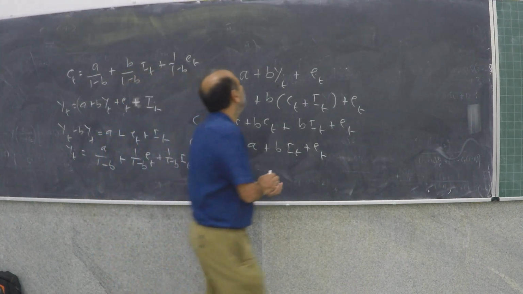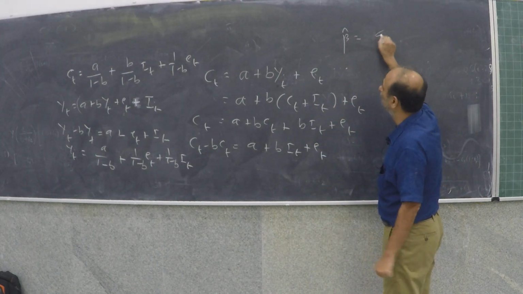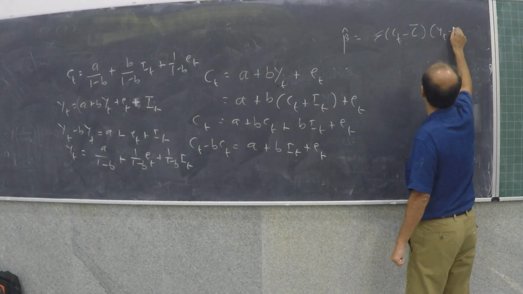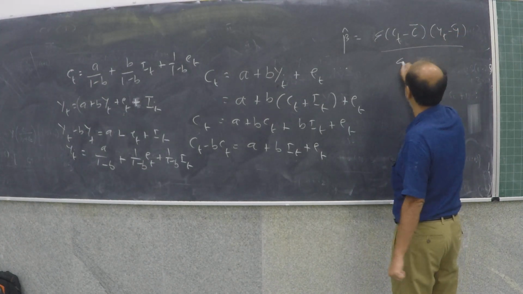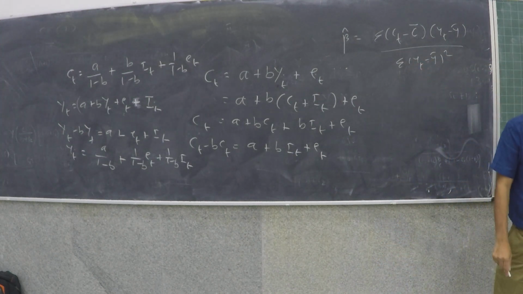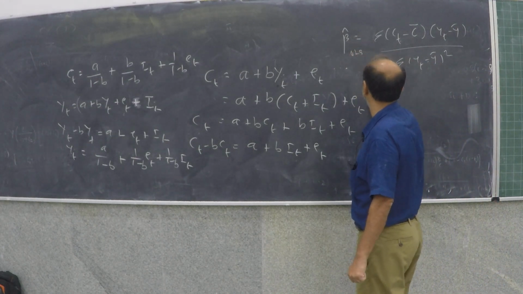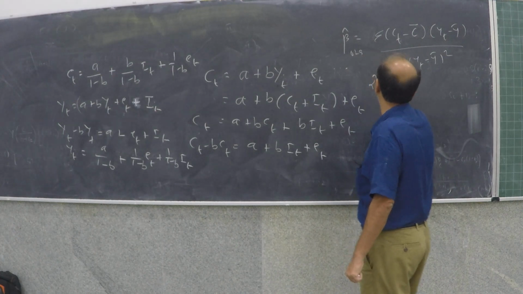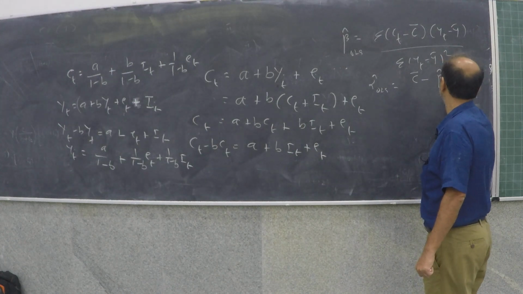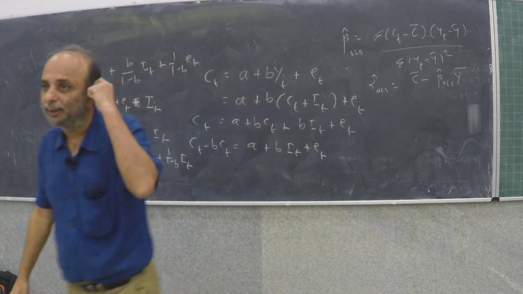If you calculate beta hat, which is the summation of CT minus C bar times YT minus Y bar, this will be the formula for beta hat OLS, and alpha hat OLS will be C bar minus beta hat times Y bar. You see why alpha hat OLS and beta hat OLS will be this?